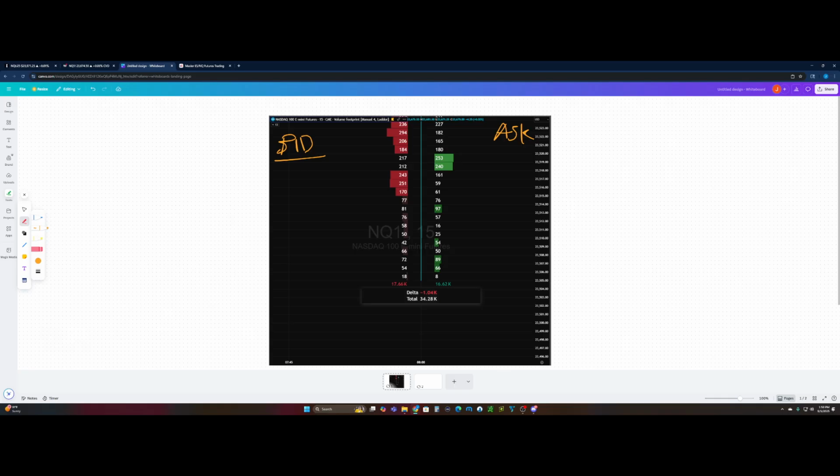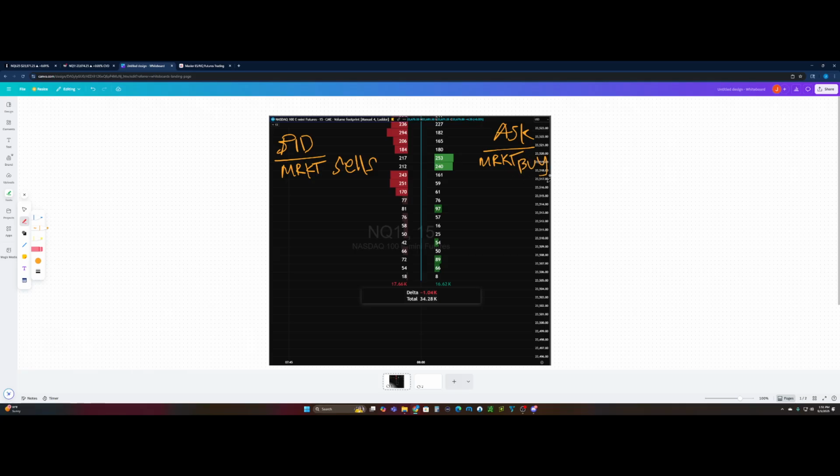If you don't know, the bid and ask is basically the market buyers and sellers. On the left side, the bids are going to be your market sells. Left side is going to be the market sells. Right side, market buys.